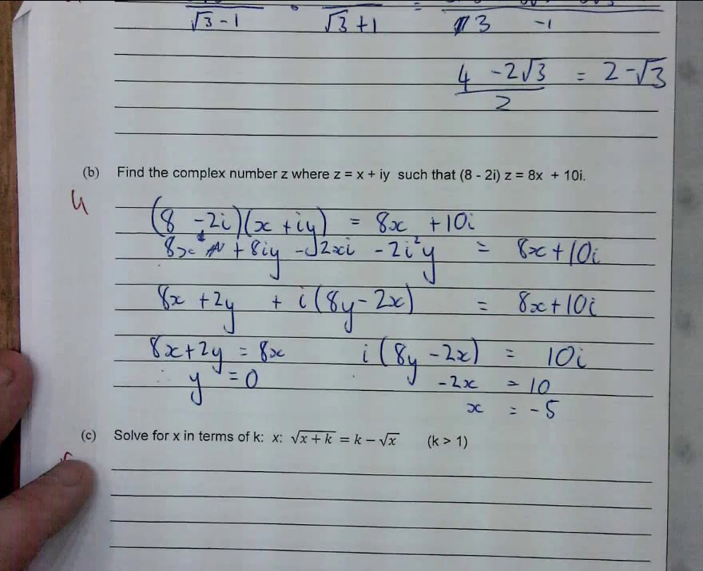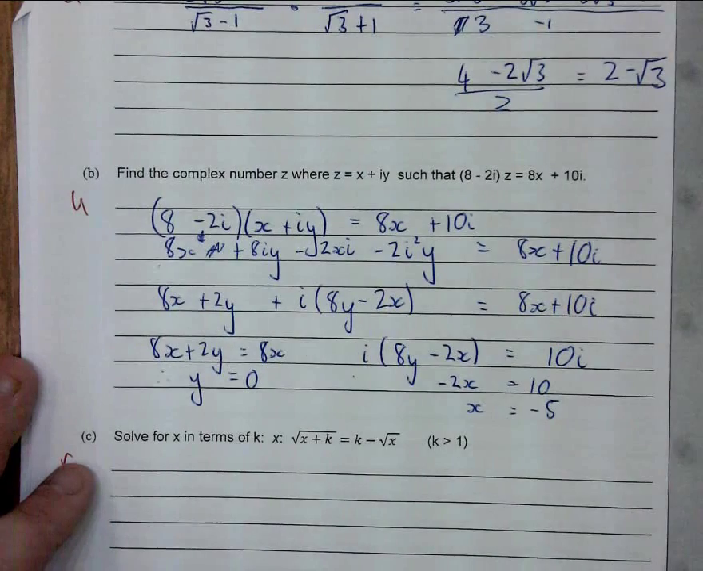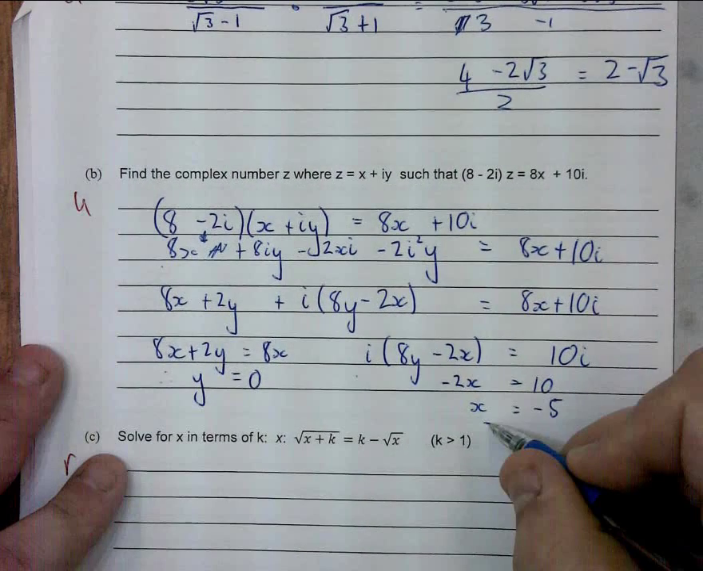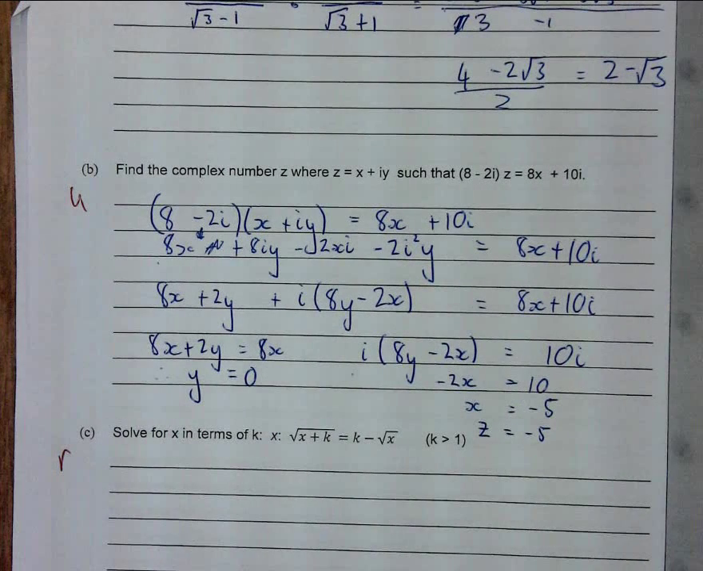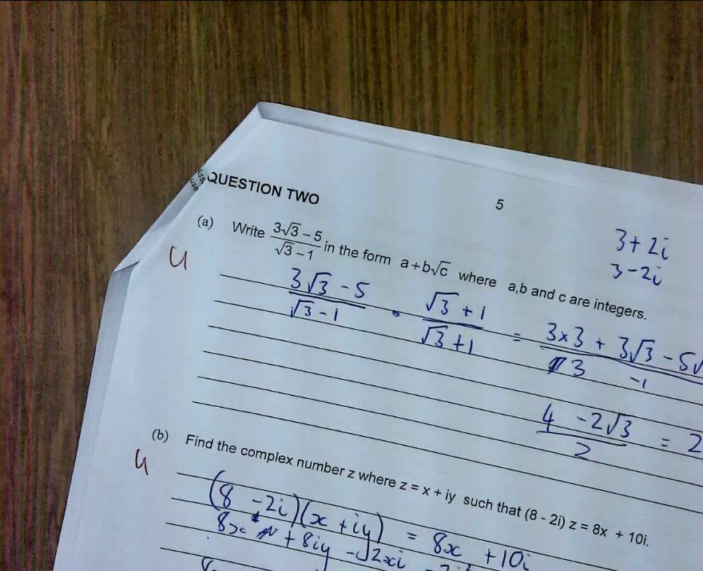Okay, x is equal to negative 5, y is equal to 0. X is the real part, so z, the complex number, is just equal to negative 5. Check if I got that right. Yeah. Okay, so let's do the achieved questions from question 3 now.